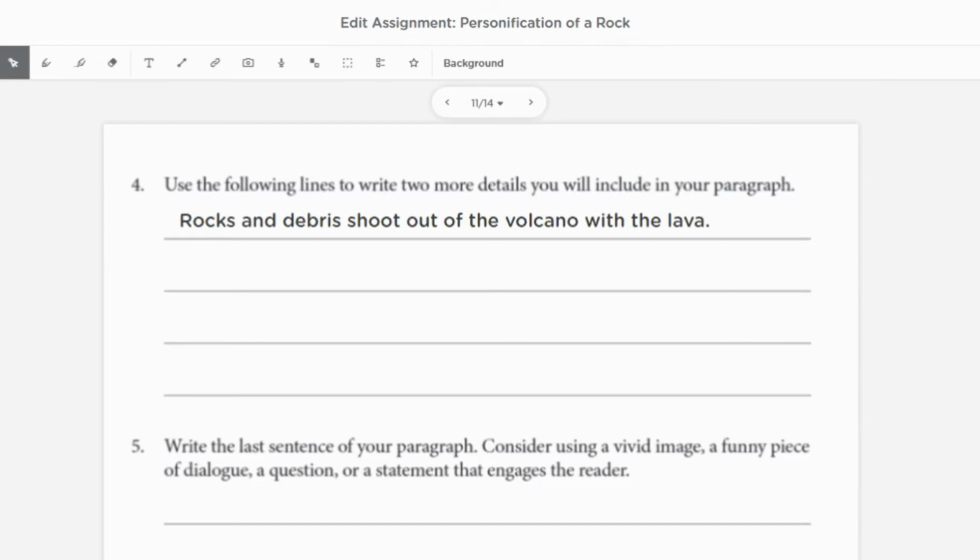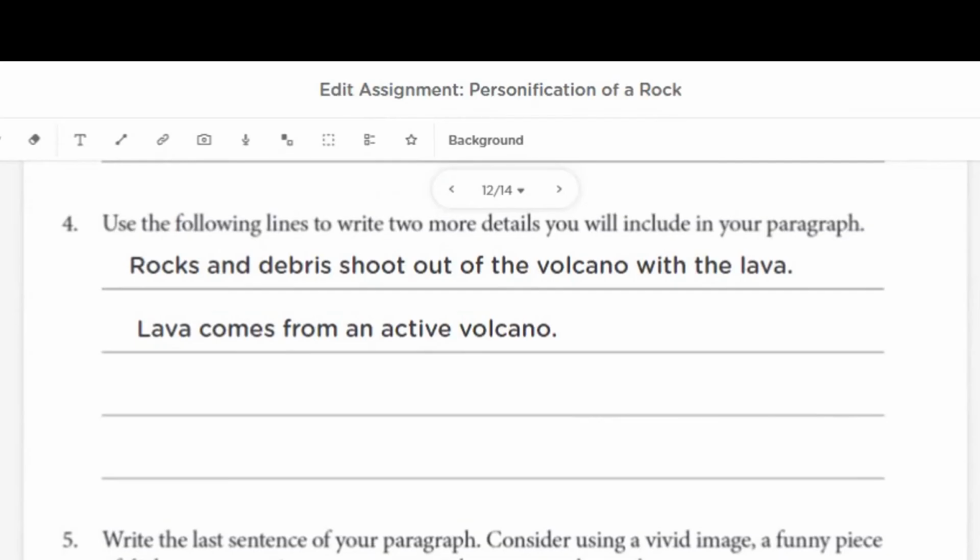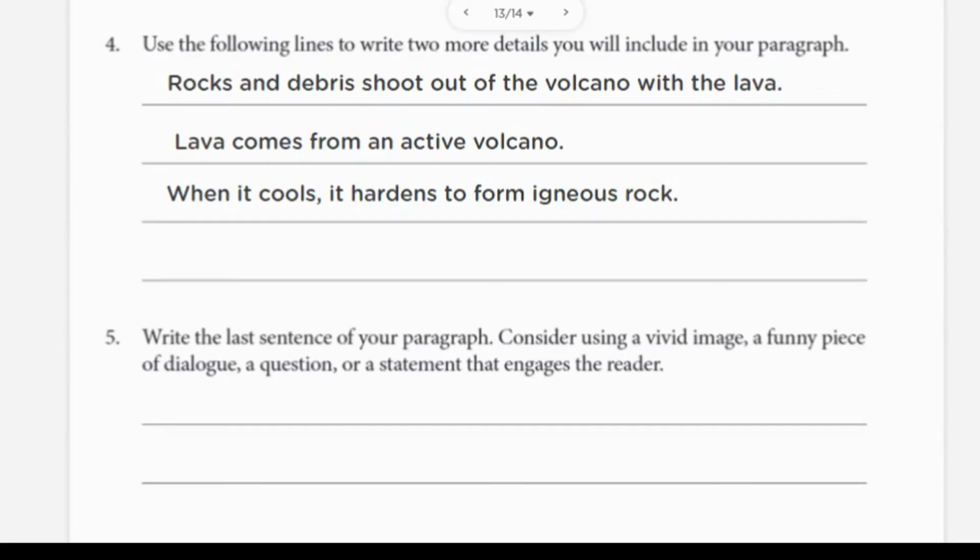I included that rock and debris shoot out of the volcano with lava. That's one of my details. The next detail I included was lava comes from an active volcano. Remember, I'm talking about lava. However, you're going to be choosing one of the 3 types of rock. And then just to go above and beyond a little bit, I went ahead and put 3 details. I said, when it cools, it hardens to form igneous rock, because I wanted to make sure I added in that extra detail.